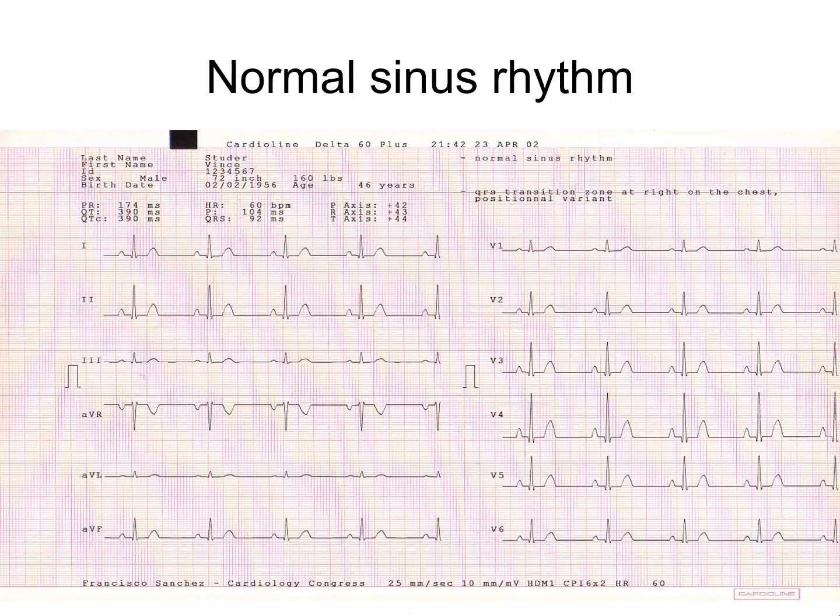Alright, so here is where you can see where normal sinus rhythm can definitely look a little bit different depending on the patient. So we're looking here to see if it's too fast or if it's too slow. This heart rate looks to be about 60.